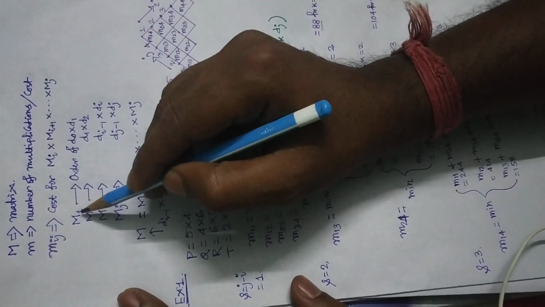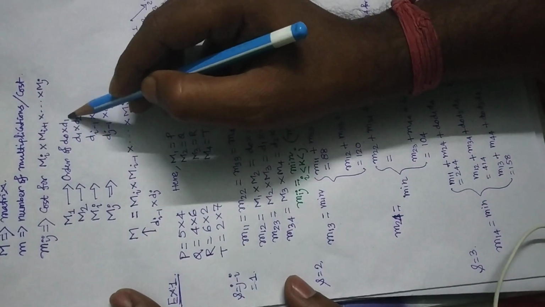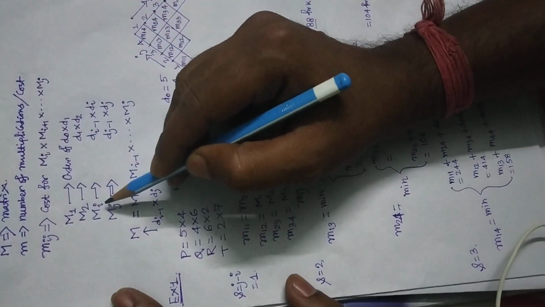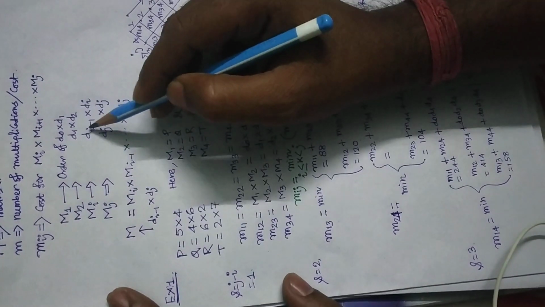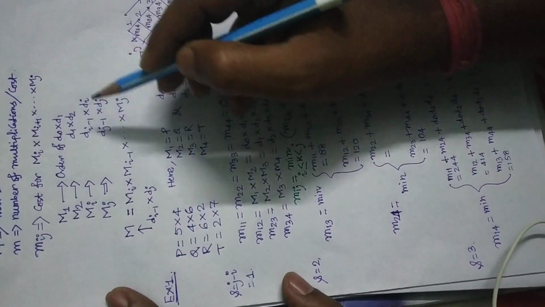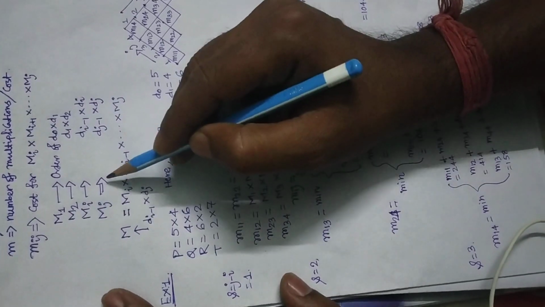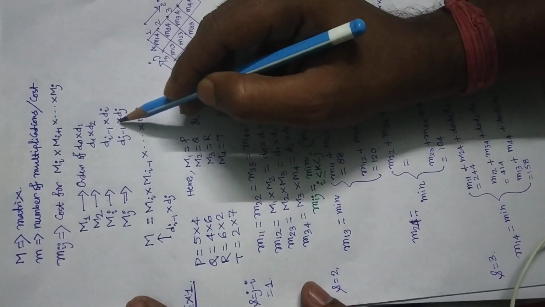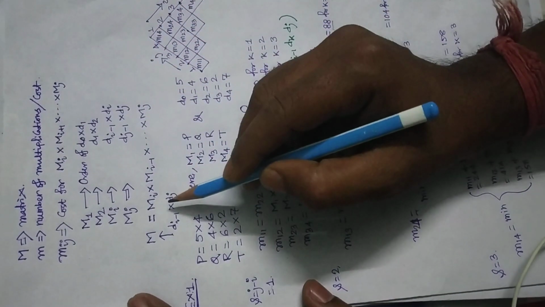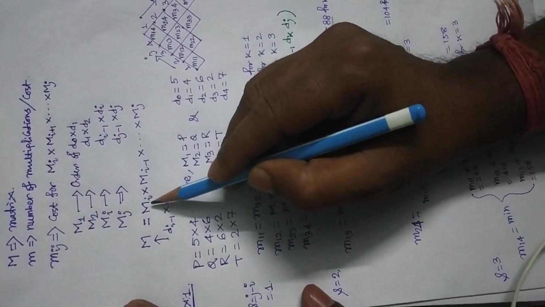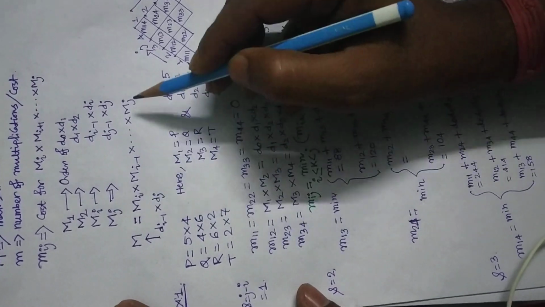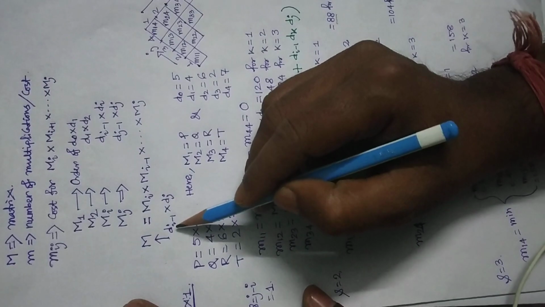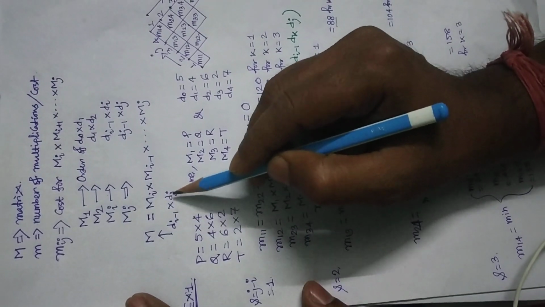Now if M1 is of order D0 by D1, then M2 is of order D1 by D2. In general, Mi is a matrix of order D(i-1) by Di. Similarly, Mj is a matrix of order D(j-1) by Dj. Now we have to multiply Mi to Mj, so finally you will get a matrix of order D(i-1) by Dj.